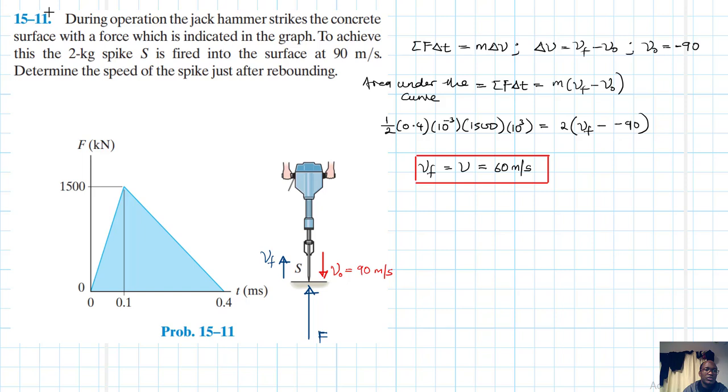So this one is the force from the concrete. Let me just indicate.